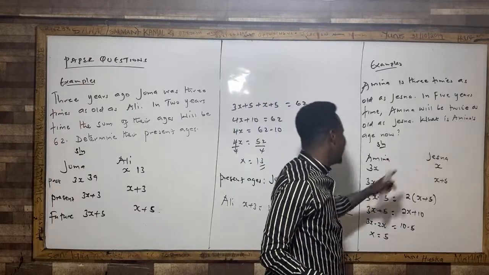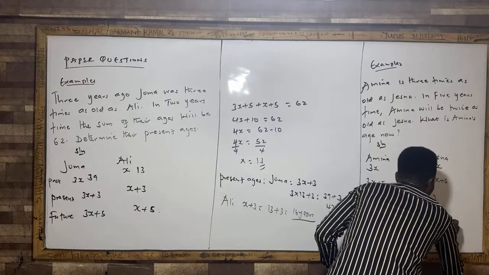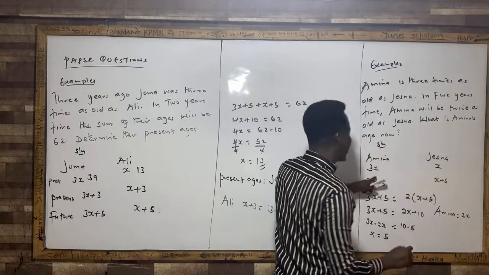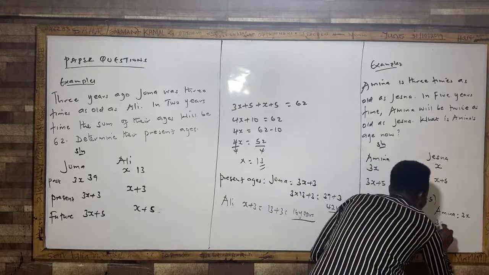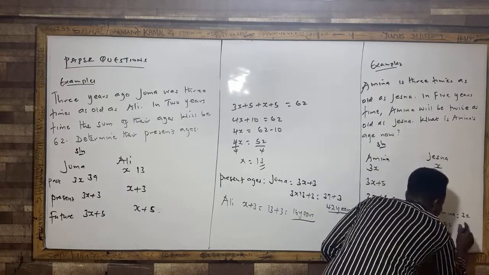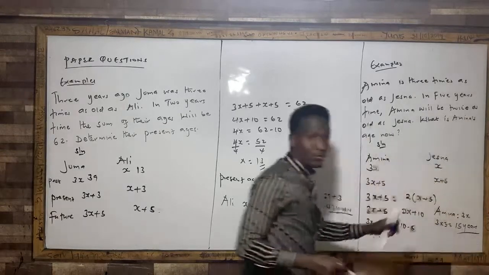What's Amina's age now? You know that Amina is equal to what? 3x, because Amina is 3 times. So it will be 3 times 5, which is 15 years. That is the age of Amina.